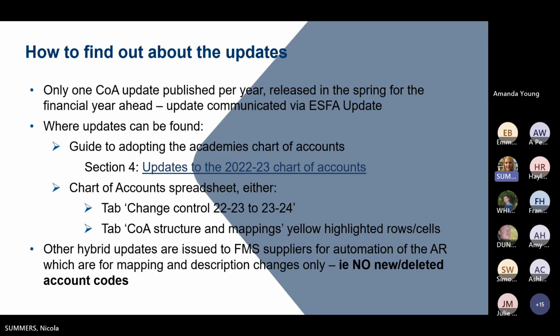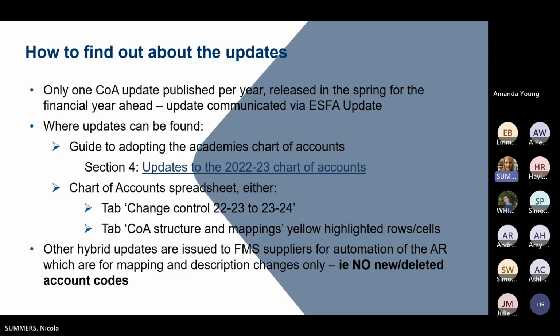So, places you can find out about the updates. On the actual chart of accounts spreadsheet itself, which you can find on gov.uk, there's a change control tab, which will list all the changes. Also on the COA structures and mappings tab, the cells that are highlighted yellow are also where we've made amendments. You can also find updates on the guide to adopting the Academies chart of accounts. They're all listed there along with the actions for trusts, and it's broadly what we're going to go through today.